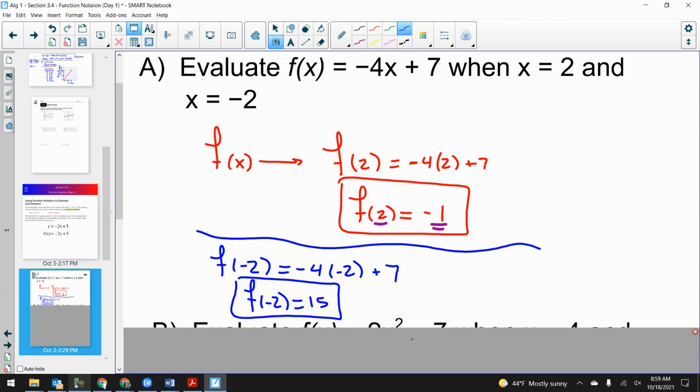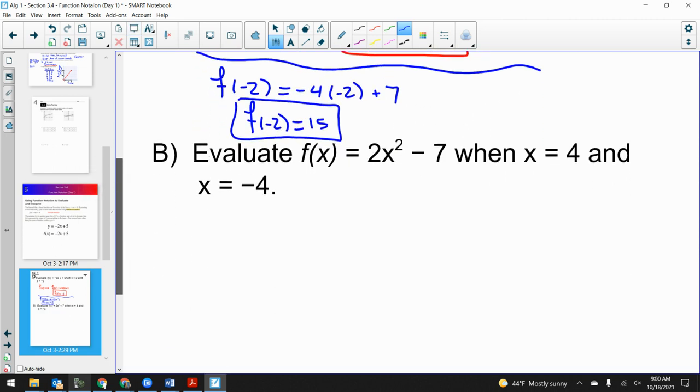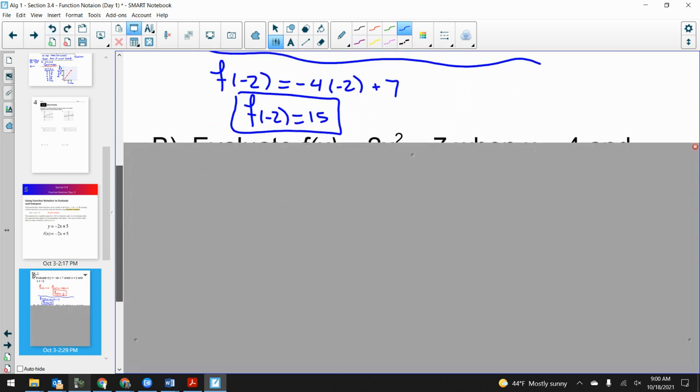Let's do that again. But now let's make the equation a little bit more complicated. Let's put a squared in it. So if I want to evaluate when x is 4, that's like saying, what is f of 4?